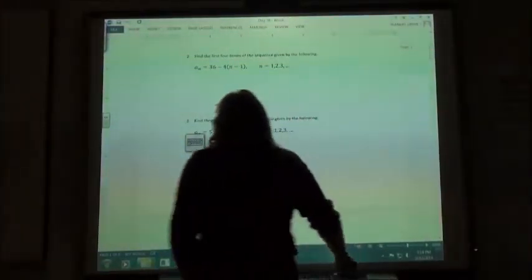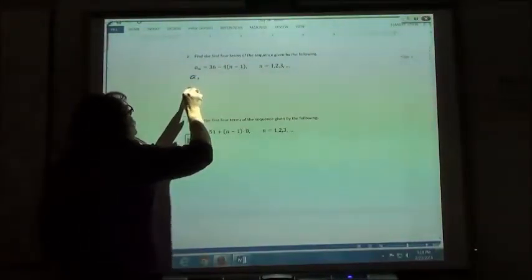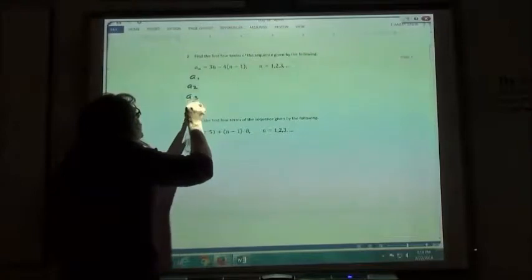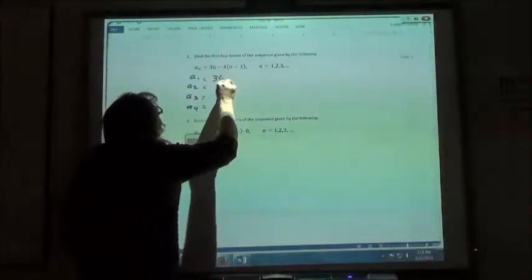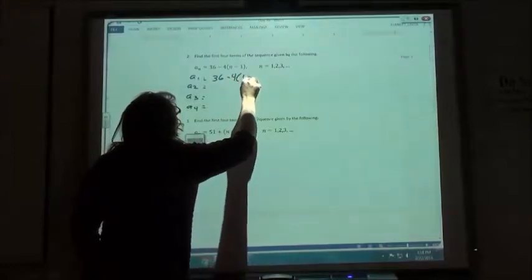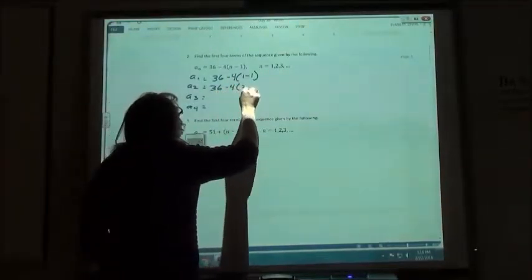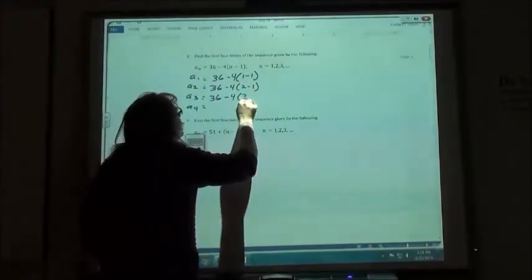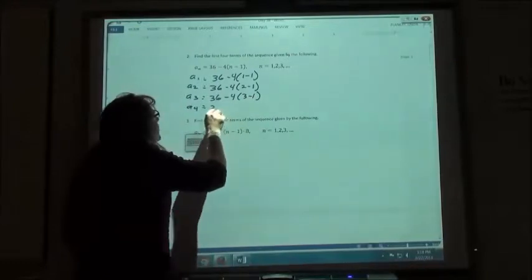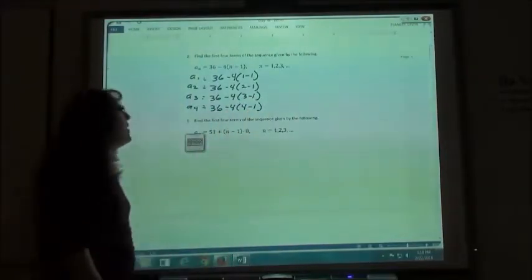So number 2, finding the first 4 terms of my sequence. So a sub 1, a sub 2, a sub 3, and a sub 4. 36 minus 4 times 1 minus 1, 36 minus 4 times 2 minus 1, 36 minus 4 times 3 minus 1, and 36 minus 4 times 4 minus 1. Plugging in my values for n.